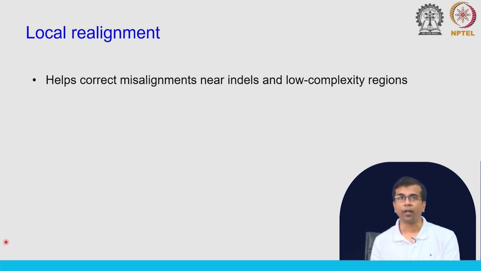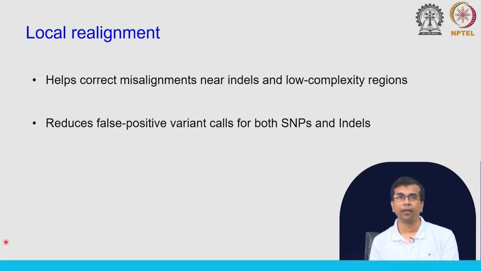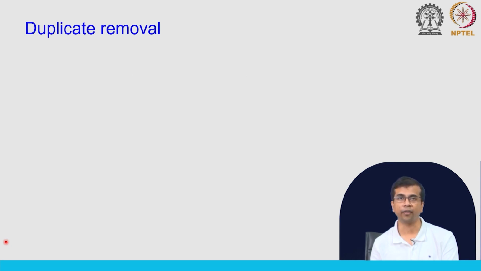As I mentioned, local realignment helps correct misalignments near indels and low complexity regions. That is why we want to make sure the alignment that we have is correct. We use certain other tools to do this realignment, not the mapping program. In the realignment, we take the reads that are present around, let us say, a certain variant, and then we realign them properly. What we have seen is that it reduces false positive variant calls for both SNPs and indels. There are some examples, and you can read some references where you see this kind of analysis.